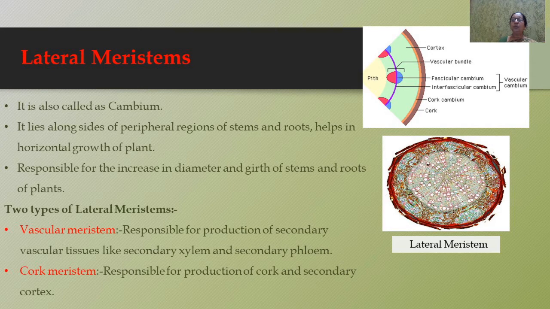The second lateral meristem tissue is the cork meristem. This cork meristem is present in the peripheral region, that is the outermost cortical region of the stem. It is responsible for producing secondary parenchyma towards the lower side and cork towards the outer side. In this way, these two lateral meristems work. The basic function of the lateral meristem, I again repeat, is to increase the girth of the plant body.